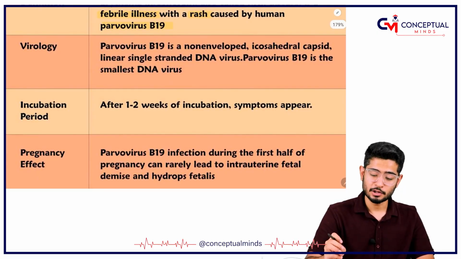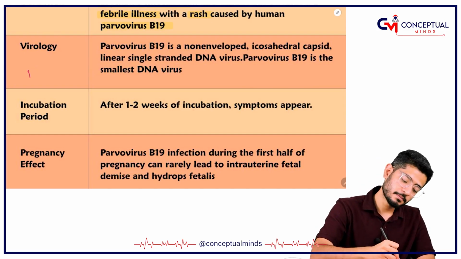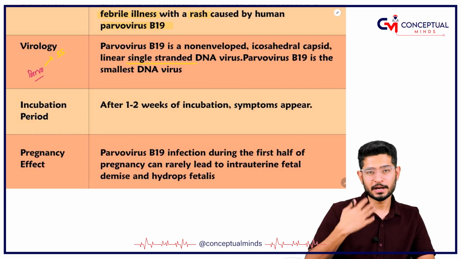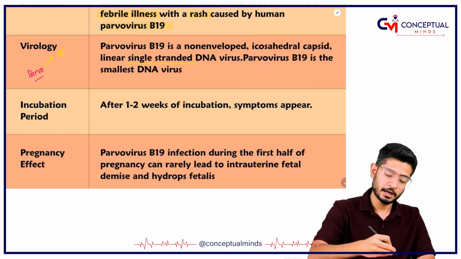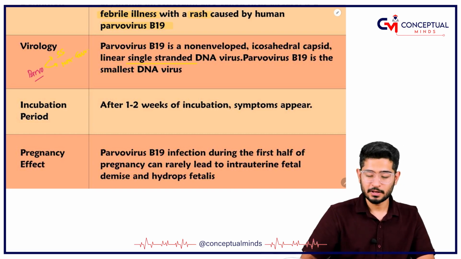Parvovirus B19 is a non-enveloped virus. It's an icosahedral capsid and linear single-stranded DNA virus. So please remember, parvovirus, just like me, I am also single right now. So single, that means single-stranded DNA. My life is an open book. I don't have any kind of envelopes around me. So it's a non-enveloped virus.